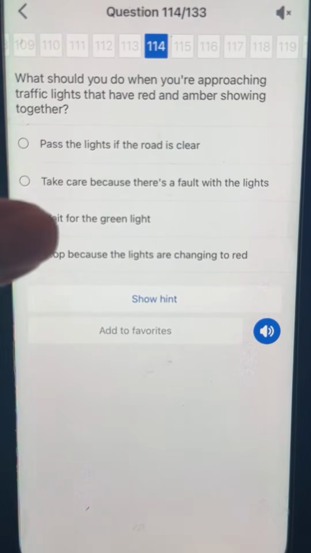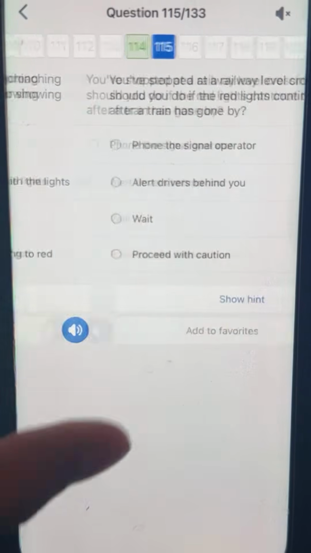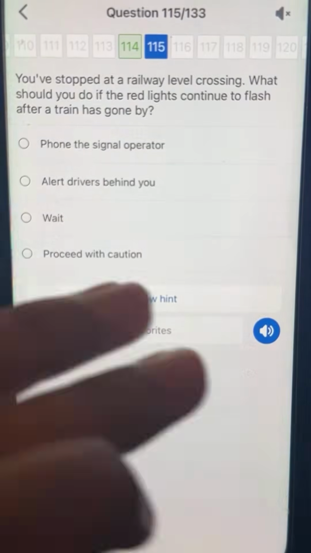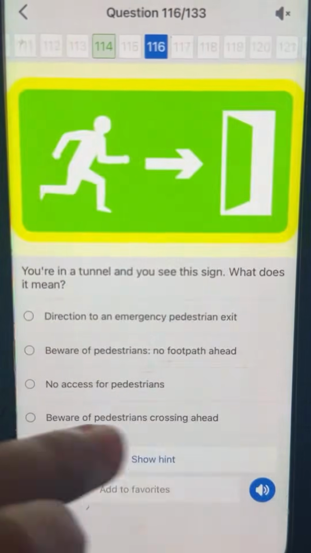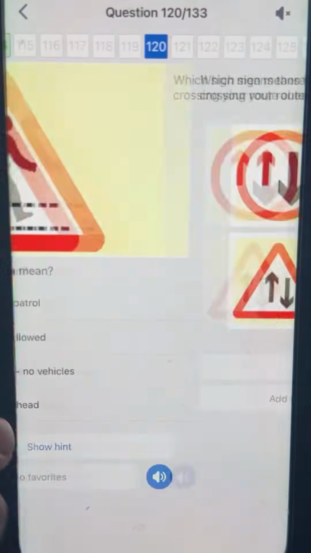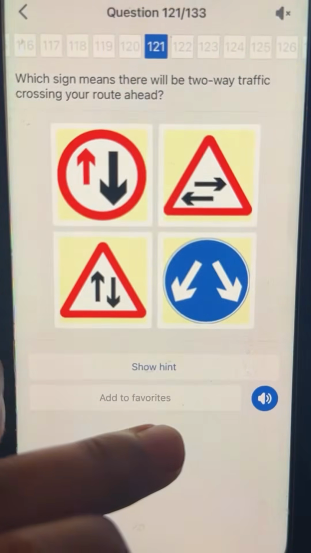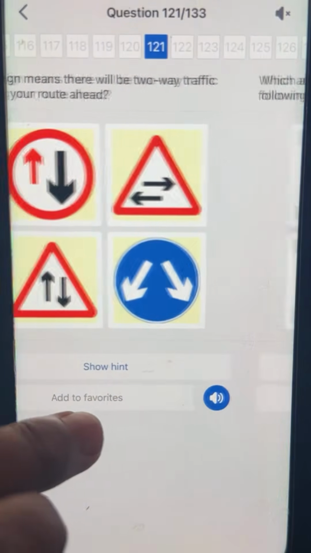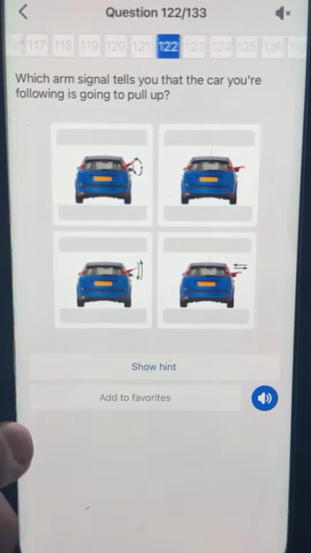Yeah, good. Okay, you have stopped really. Yeah, we will cover this question again in another topic, don't worry about that. It's about what to do. In the rules of the road we will be covering what to do if the red light is flashing, even after the train has gone by. It does mean that you should be waiting, maybe another train is coming.